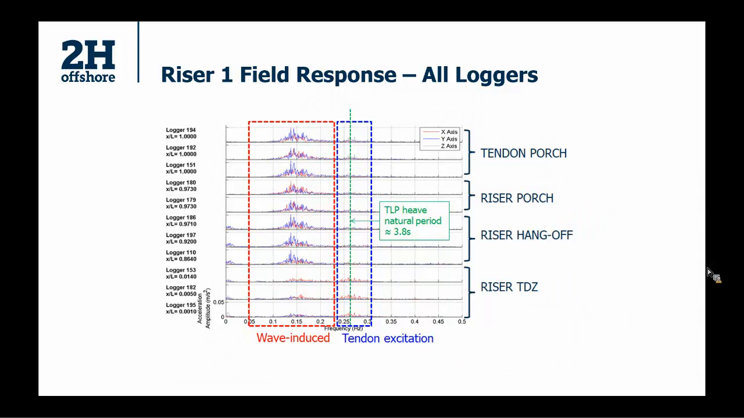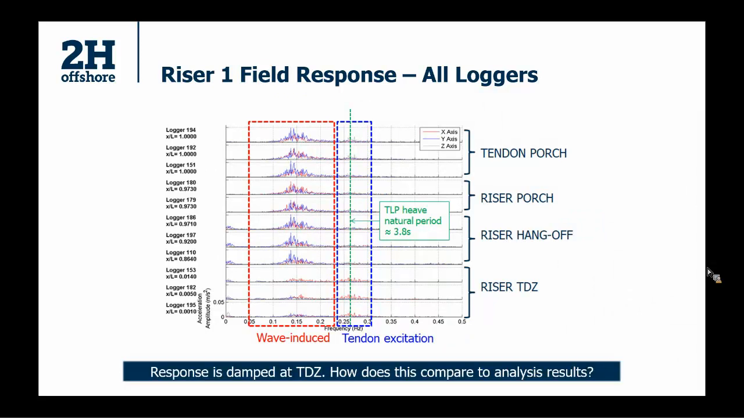And you can see the wave activity in the top loggers, but it has died down towards the touchdown zone. Also, another phenomenon we see is the TLP heave natural period at 3.8 seconds. Our loggers are very sensitive and they capture that as well. So yeah, the question is, how does this compare to analysis results?